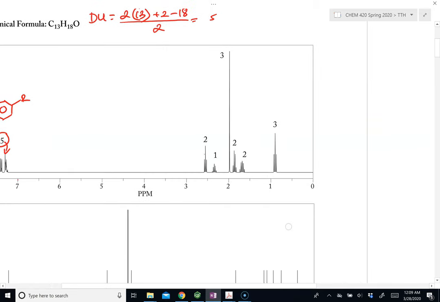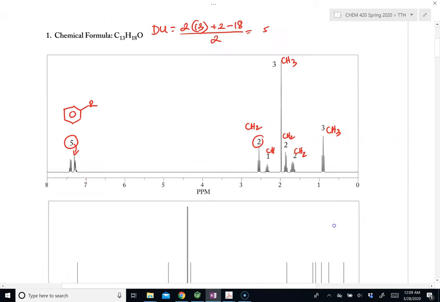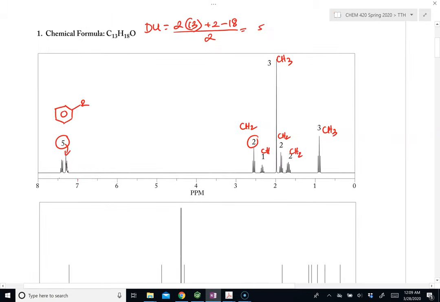And now going to this piece right here, based on its integration number, we identify the pieces. If the integration equals 2, it will be a CH2. So we have a CH2 for that, a CH for this one, a CH3 for this one, a CH2 for this piece, a CH2 for this signal, and a CH3 for this signal. Those are the pieces that we can identify based on the integration number.